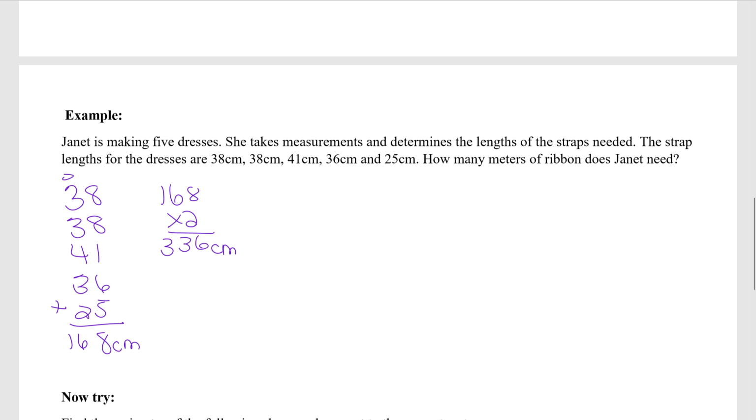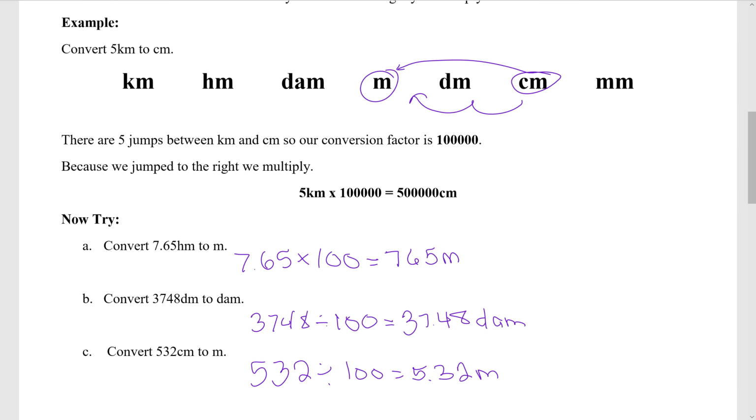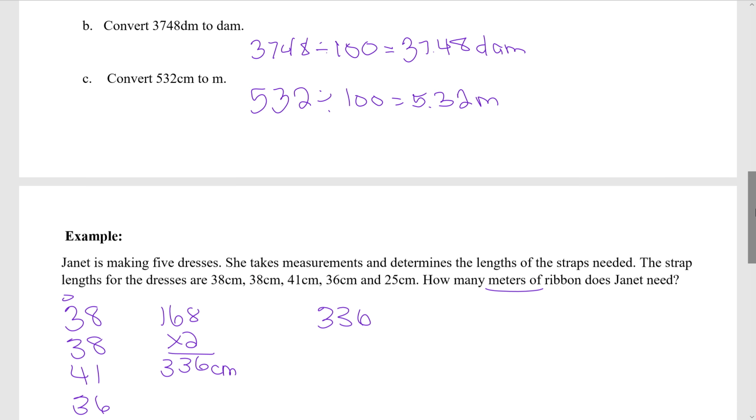So the question asks how many meters. First we're going to do it in the same method that we did before. We're going to convert 336 centimeters to meters. So let's go up and look at our little indicator up here. If we're going from centimeters to meters, we're traveling to the left, so we're dividing. And we're making 2 jumps, so we're dividing by 100. So 336 divided by 100 would be 3.36 meters.